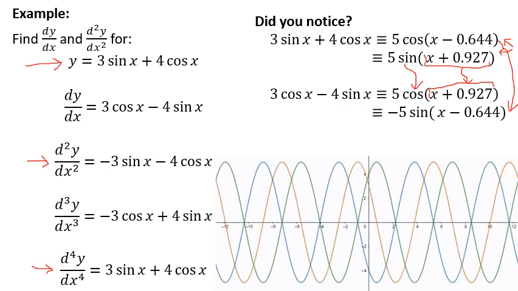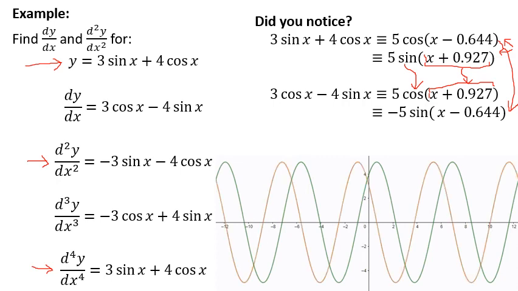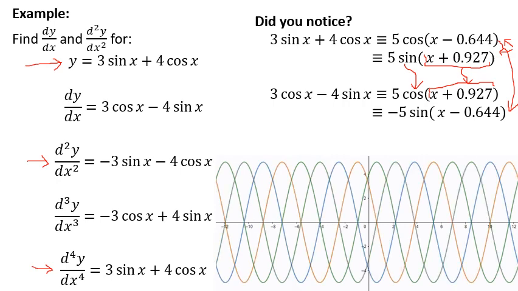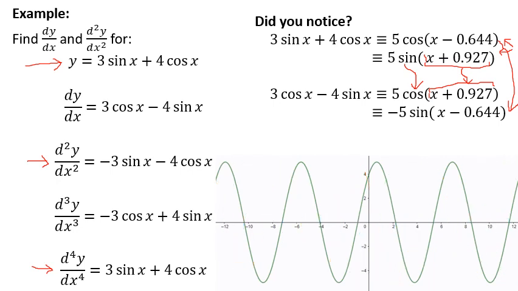This is the first derivative, the second derivative, the third derivative, and then the fourth derivative is the same as the original, like we've seen before. So that shift of 90 degrees every time you differentiate is what links the sine and cos and minus cos trig functions together.